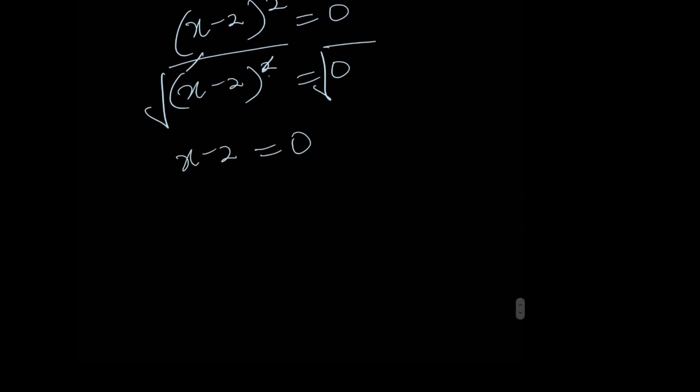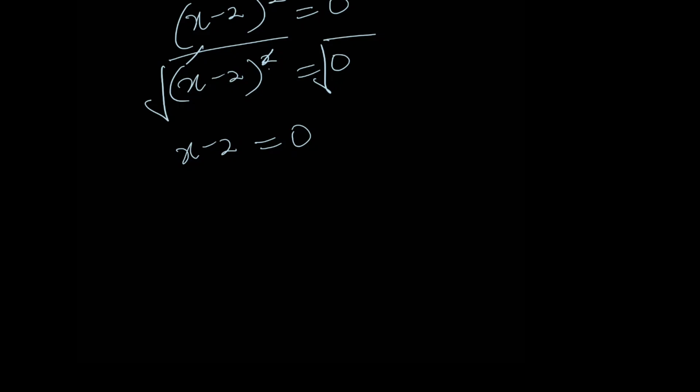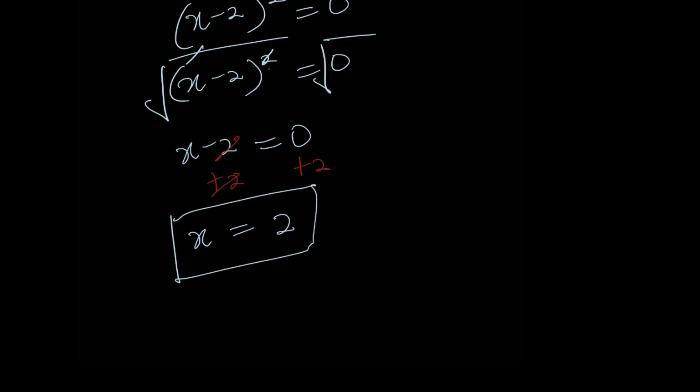So to find the value for x, we can add 2 to both sides so that this and this goes to 0, remaining x on the left hand side. So we're going to have x equals 2. So the value for x in this sense is what? 2.